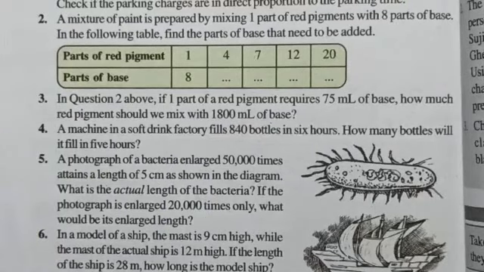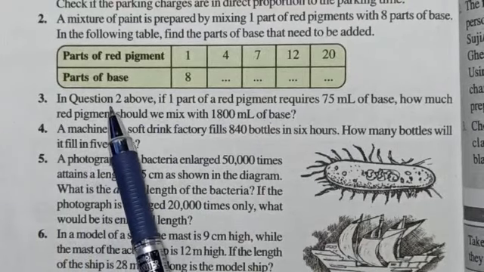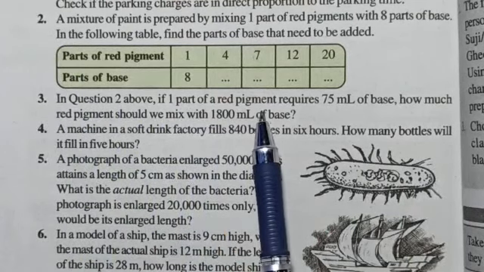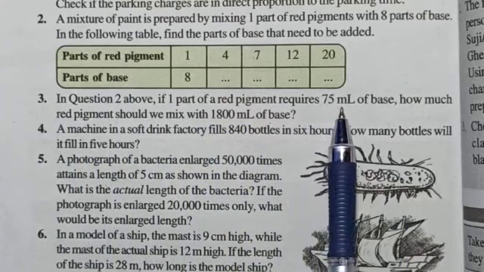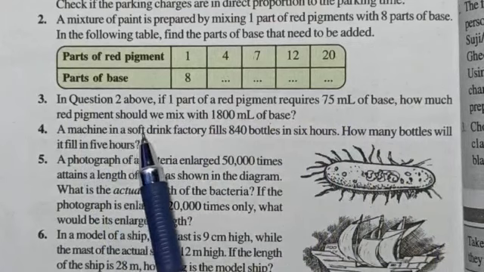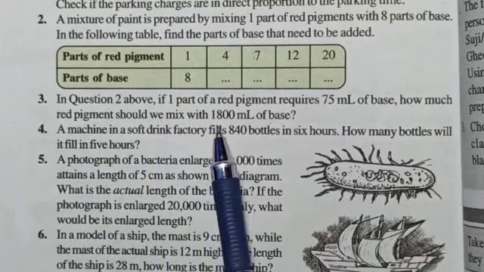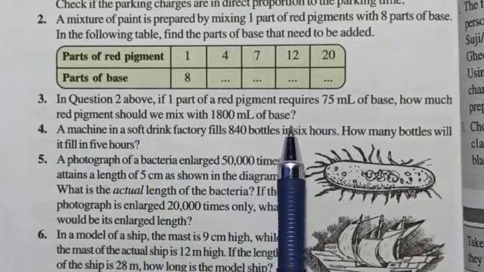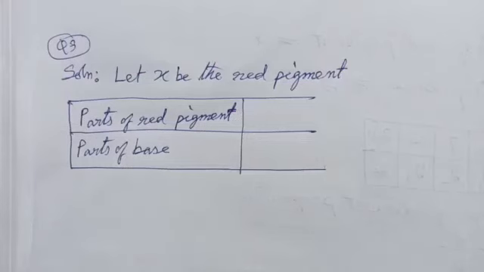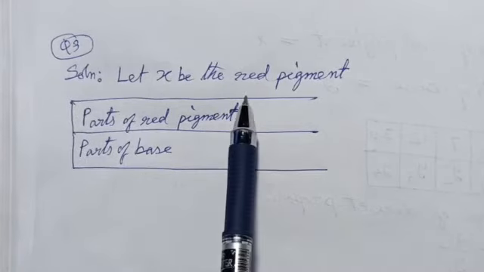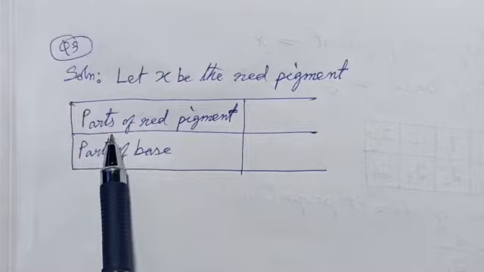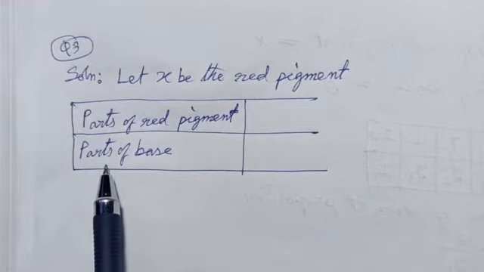Now let's try question number 3. In this question, if one part of red pigment requires 75 milliliters of base, how much red pigment should we mix with 1800 milliliters of base? Okay, now let's write this. Question number 3 solution. Let X be the red pigment. Now let's make a table: parts of red pigment and parts of base.